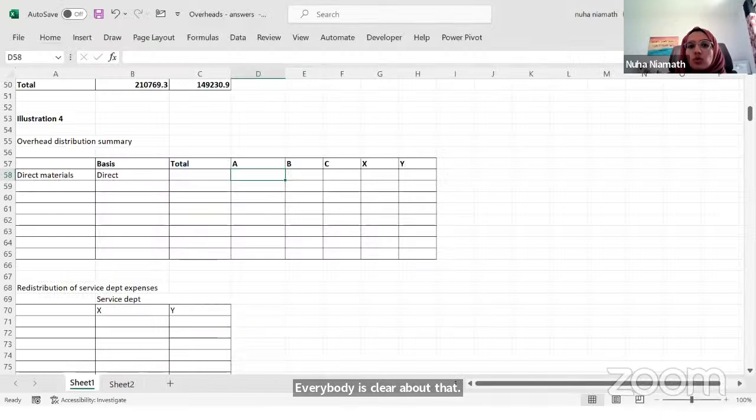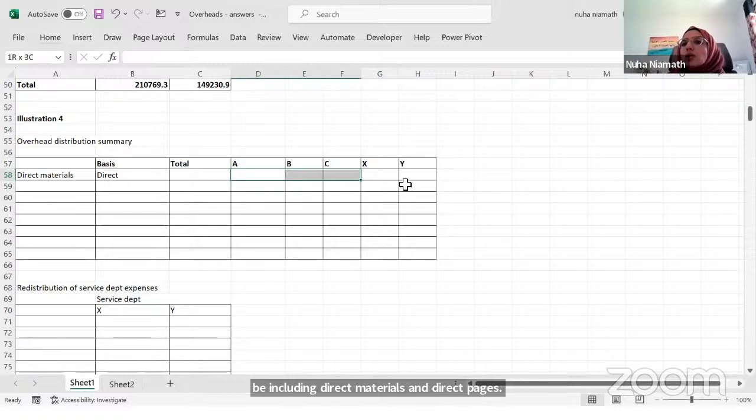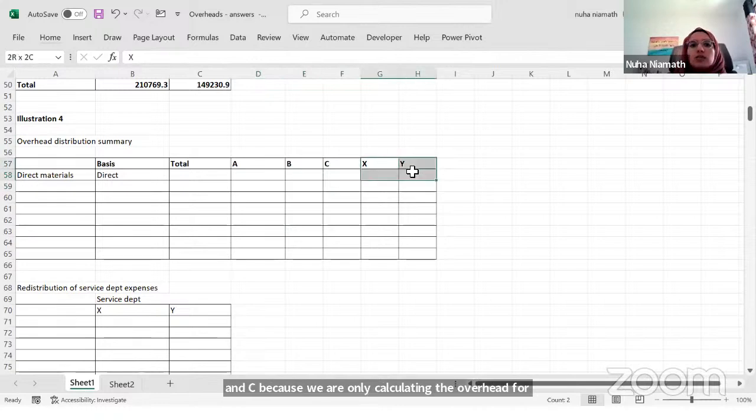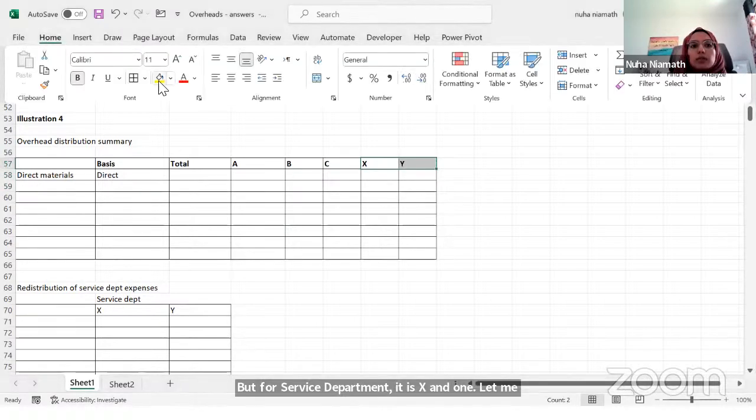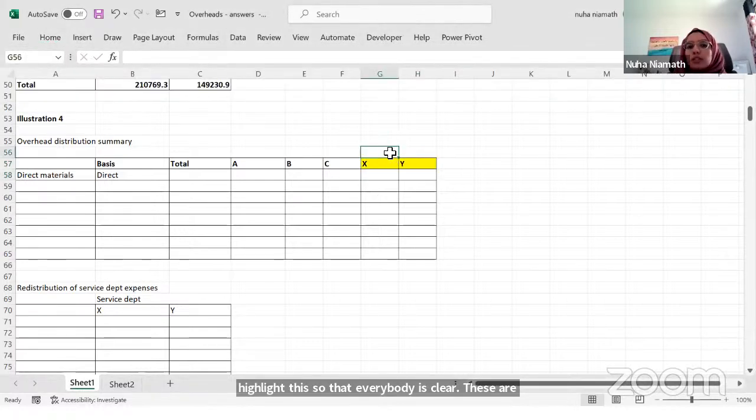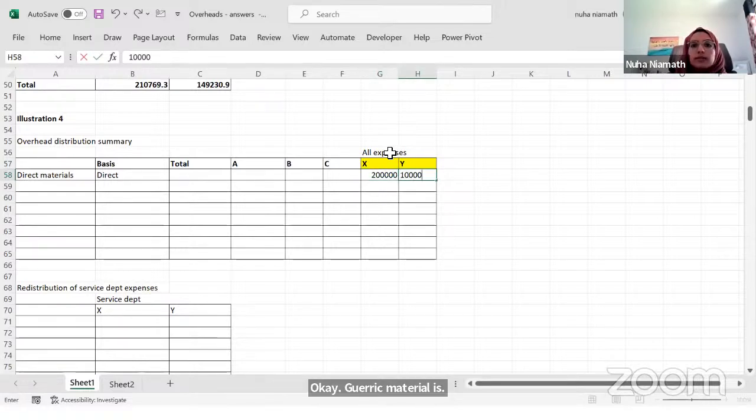So if you see how I'm solving this question, I will not be including direct materials and direct wages for A, B, and C because we are only calculating the overheads for them. But for the service departments, X and Y, let me highlight this so that everybody is clear. These are service departments. Here we will include all expenses. Direct material is given to be 2 lakhs, Y is given to be 1 lakh. Then we have direct labor wages, that is given to be 1 lakh, and it's given to be 2 lakhs.